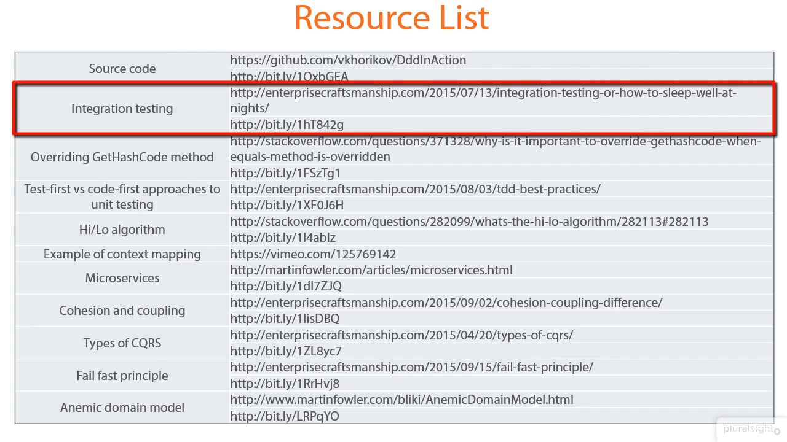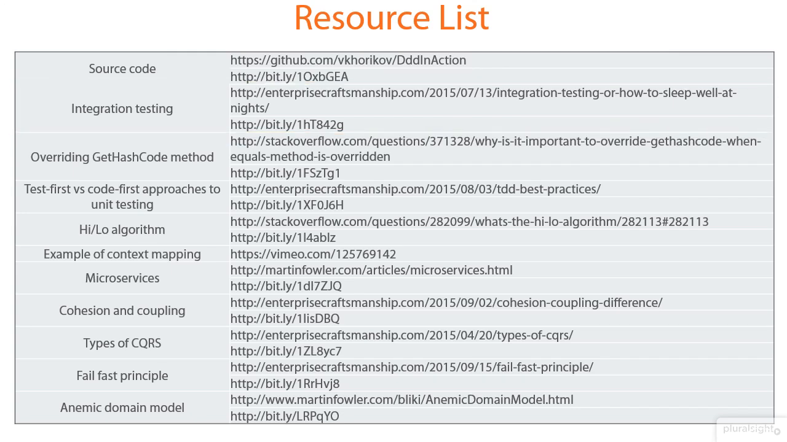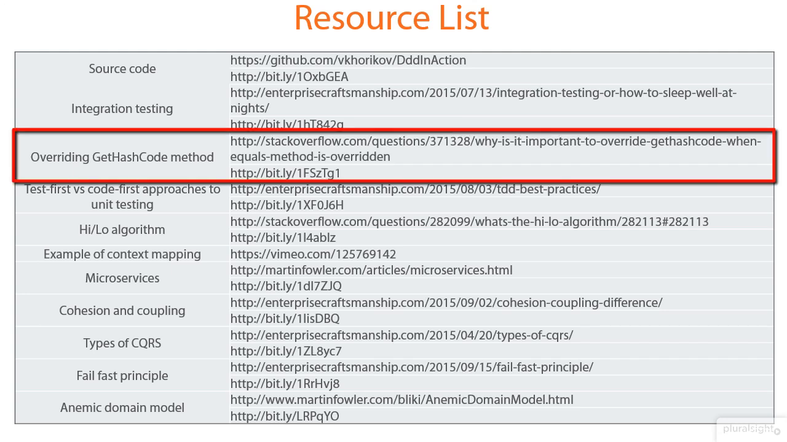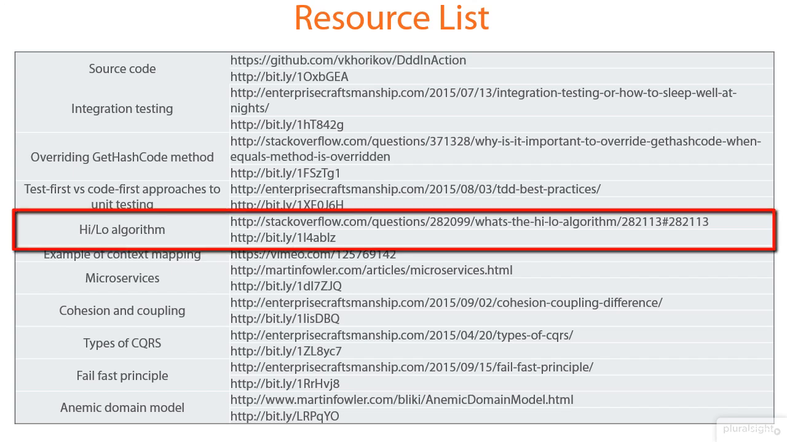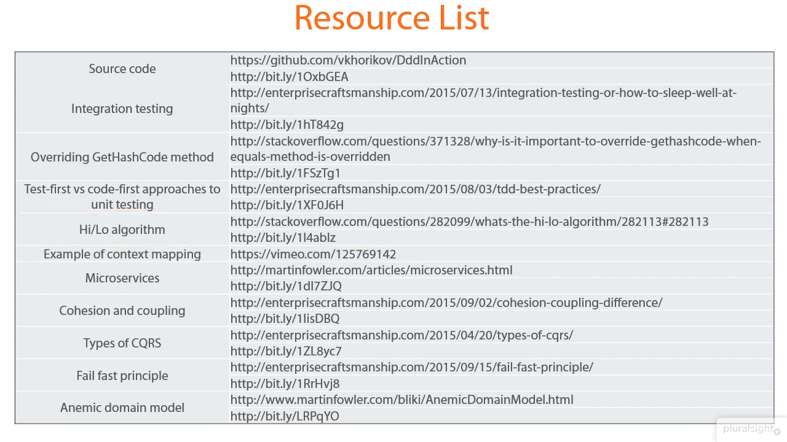This is my blog post on integration testing, where I give an example of how to employ it in a typical DDD project. A question on Stack Overflow with a good explanation why you should always override the getHashCode method when you are overriding the equals method in your class. Here I write about different approaches to unit testing, namely test-first and code-first approaches. This is a nice explanation of what high-low algorithm is.